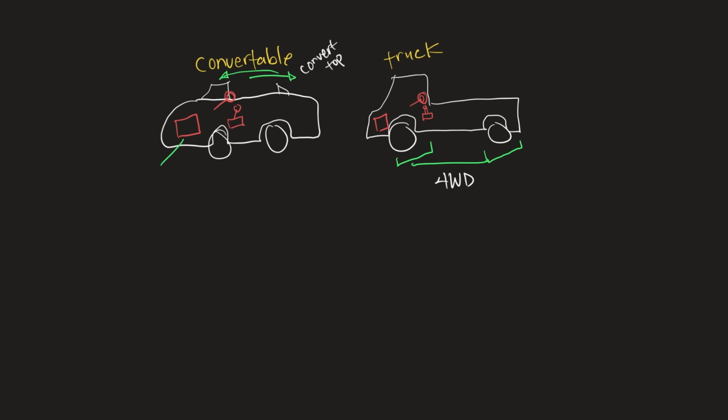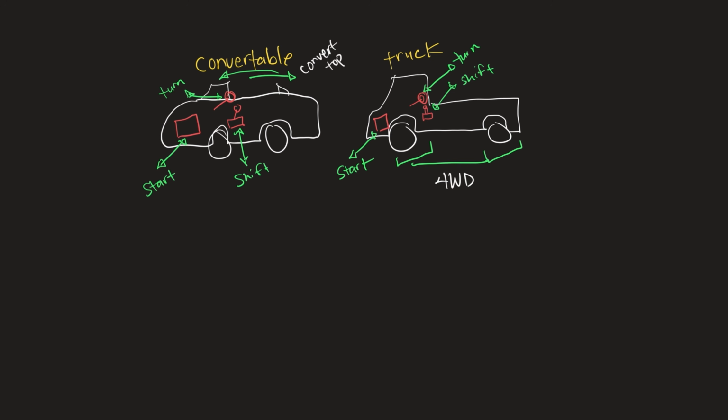So that means both cars are going to have the shared ability to start the engine, and both are going to have the ability to shift gears, and both are going to have the ability to turn. So as you can see here, we have two vehicles, and aside from the one individual characteristic, like the convertible can convert its top and the truck can use four-wheel drive, all of the other capabilities are the same. Both of the cars can start the engine, both can turn, and both can shift gears.